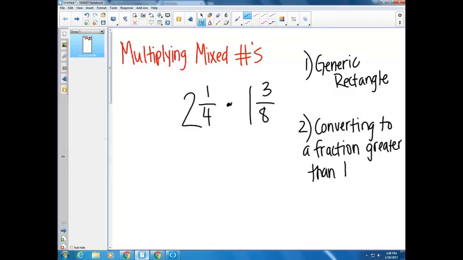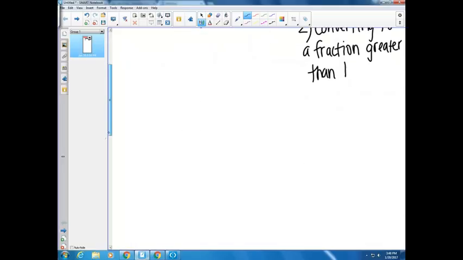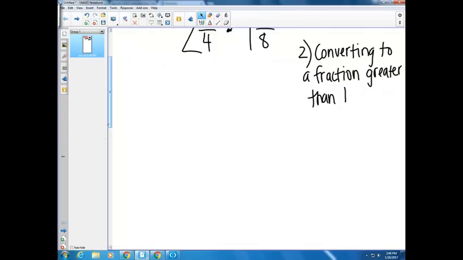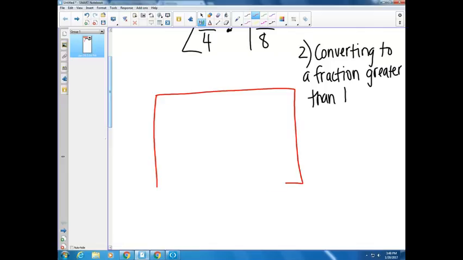This will allow us to multiply straight across as regular fraction multiplication and then involves some simplifying or reducing at the end. We're going to discuss both strategies throughout this video, starting with the generic rectangle. So, first, we're going to draw the generic rectangle. Remember to give yourself enough space so you have room to work. I'm going to label my generic rectangle, my first fraction, or mixed number.